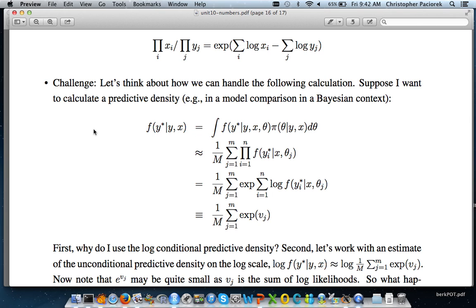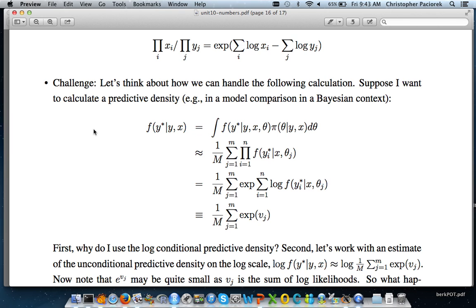I have some new x. I want to get the prediction for y star for that new x, and I want to calculate the density of that new y star. In a Bayesian context, one way to do this calculation is: this is the posterior density for some unknown parameters, given the data and the covariate, and then this is the predicted distribution of this new y, given the data, the covariate, and the unknown parameters. In a Bayesian calculation, you may actually have a sample of values from the posterior distribution. Those are these theta j's.